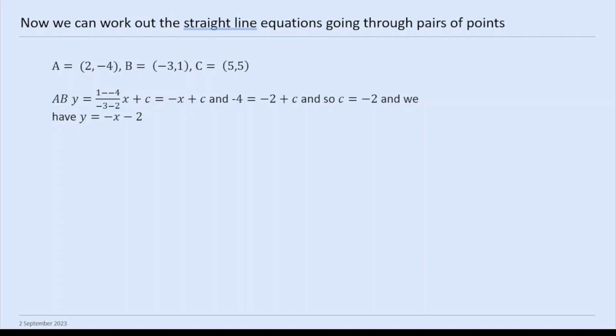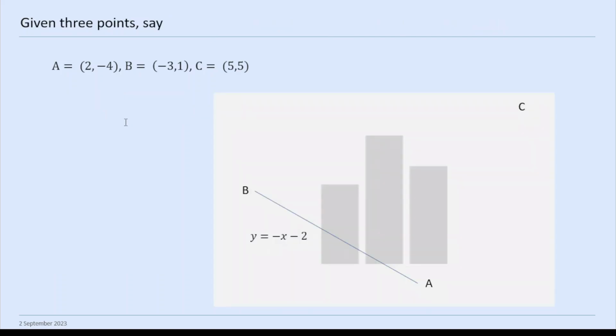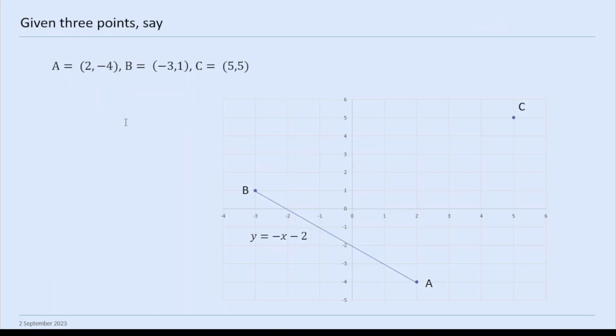And just very quickly, it's worth checking that A and B both go into that. If you put in A, it's minus 2 there and minus 4 there, that works. If you put in B, it's minus 3 there and 1 there, that also works. And this is what that line looks like. Minus x minus 2, as we can see it's going through the y-axis at minus 2 and indeed the x-axis at minus 2.